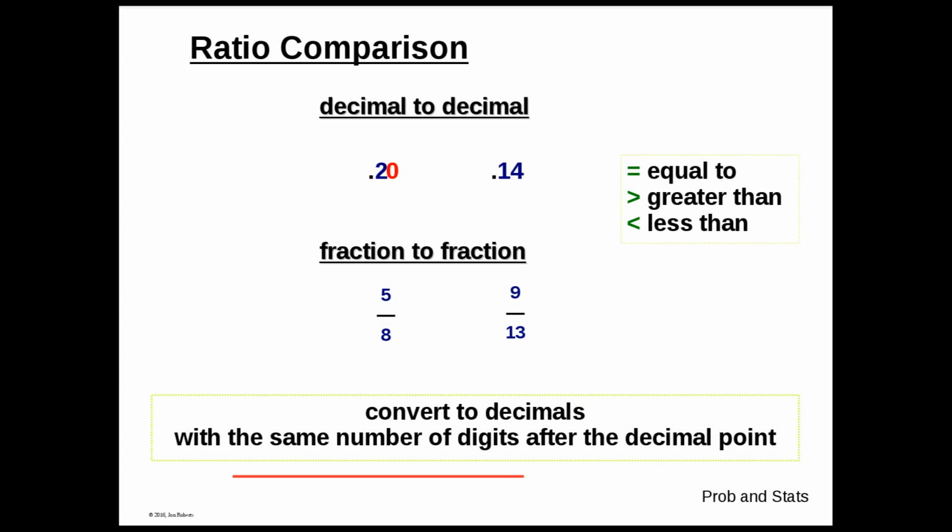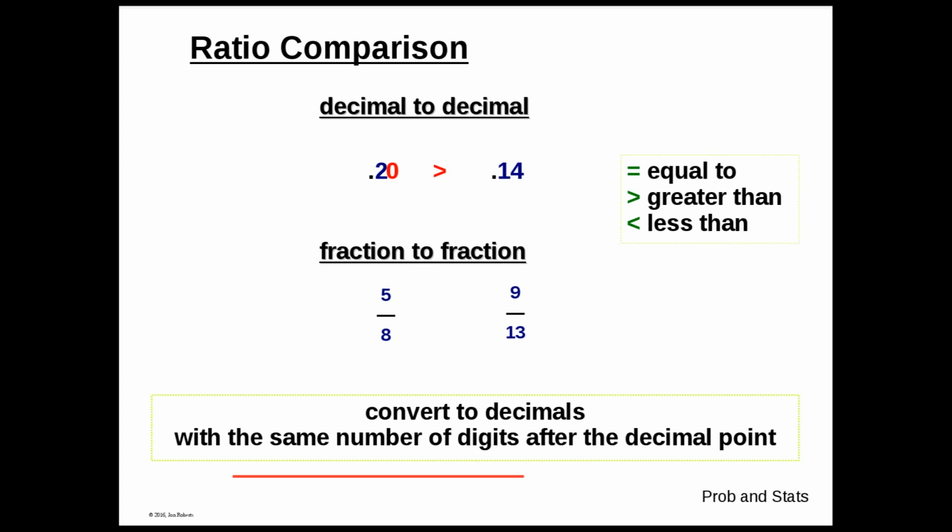In this case, we would add a 0 after the 2, and then we would be comparing 0.20 to 0.14. Notice in this case, the 0.20 is actually a larger number, so we would use the greater than sign, opening to the larger number and pointing to the smaller number.